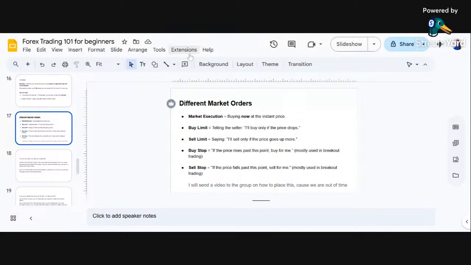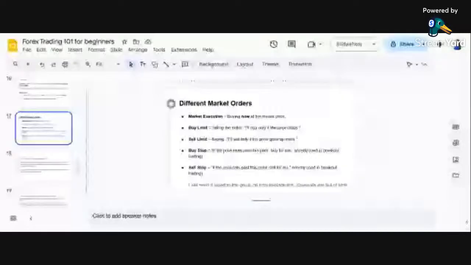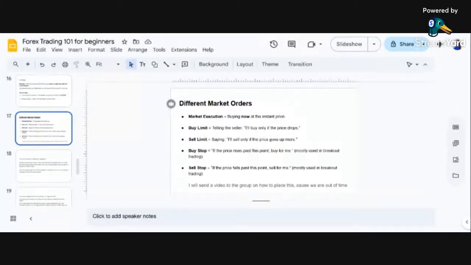So there are different kinds of market orders. These are orders like, when you are trading, right? Like buy and sell. You're ordering. If you are buying something, I'm ordering, I'm buying it. If I'm selling it, okay, I'm selling it. So we have the market execution.